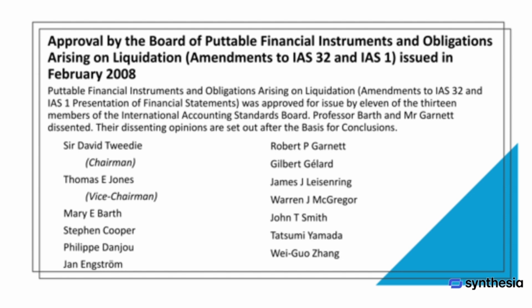In February 2008, the International Accounting Standards Board issued the amendments to IAS 32 and IAS 1 regarding puttable financial instruments and obligations arising on liquidation. These amendments were approved by 11 of the 13 board members. Professor Mary E. Barth and Mr. Robert P. Garnett dissented, and their opinions are included after the basis for conclusions.